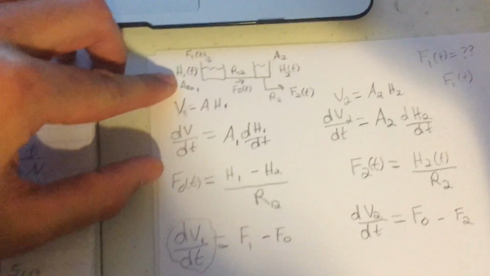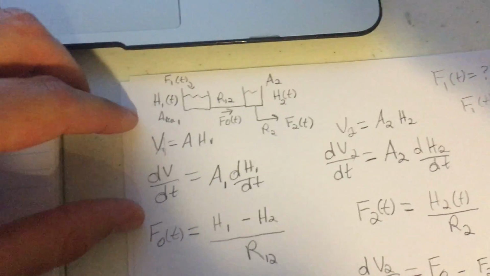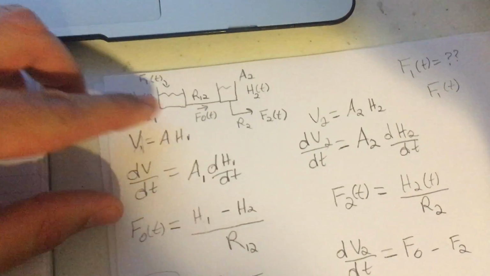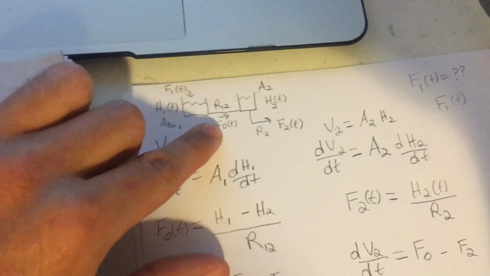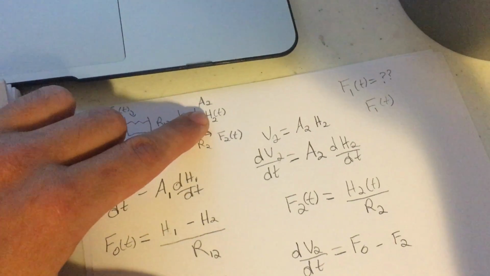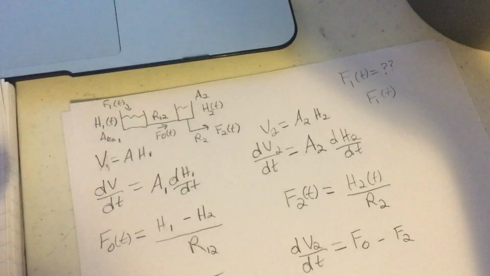So here's the two tanks, right? We've got the height of the water in tank 1, the flow of the water into tank 1, the flow out of tank 1, the height 2. You guys know all that.